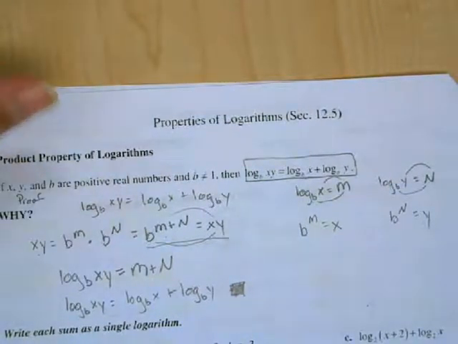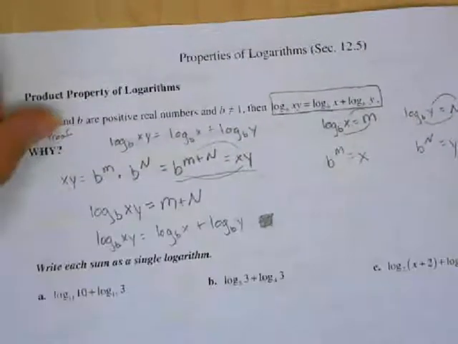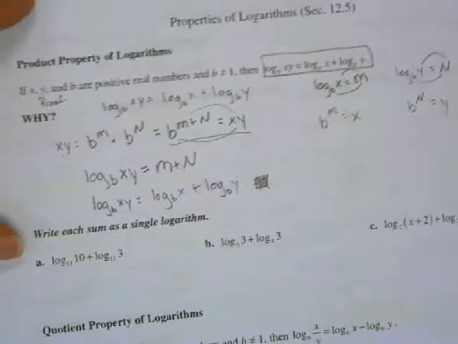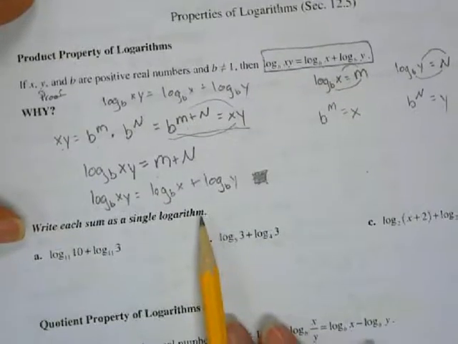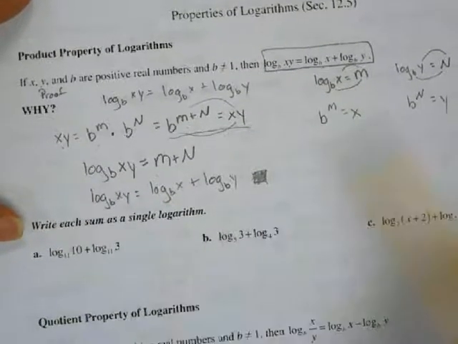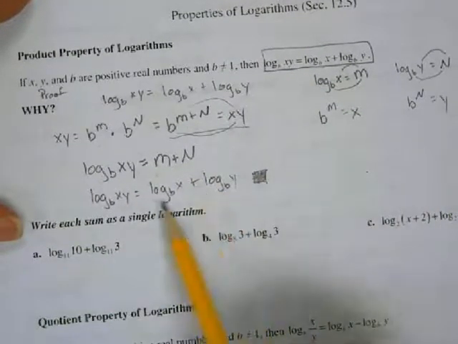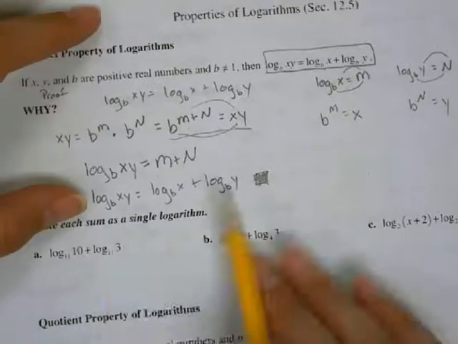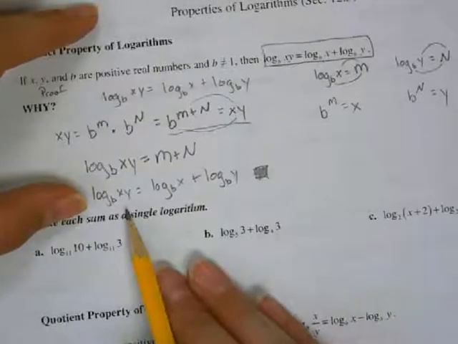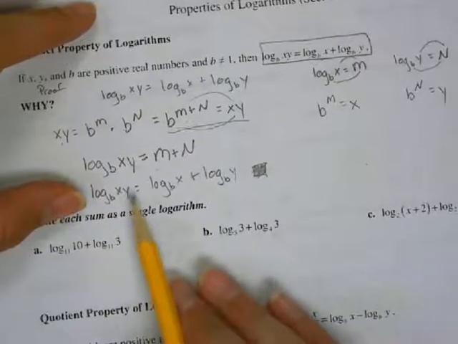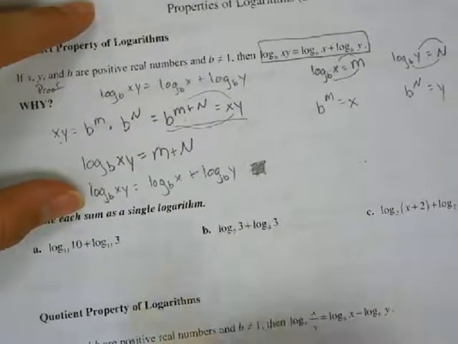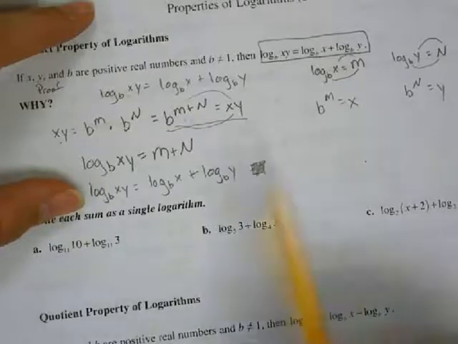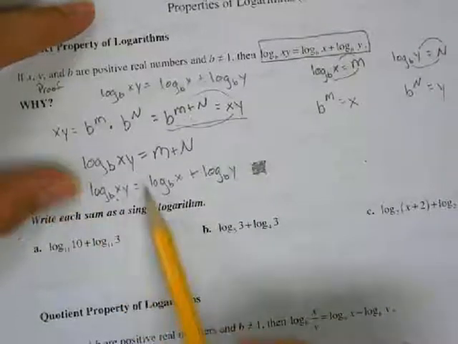Okay, so now, if I want to write these things as a sum of a single logarithm. So this was all just a proof to show that this property really is true. But now what we really want you to be able to do is utilize this property. Okay, so if I have the log base b of x times y equals log base b of x plus the log base b of y, that means I can also go the other direction. So if I have two logarithms being added together, I can multiply the arguments to simplify this.